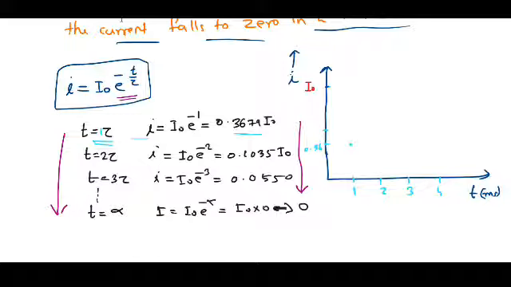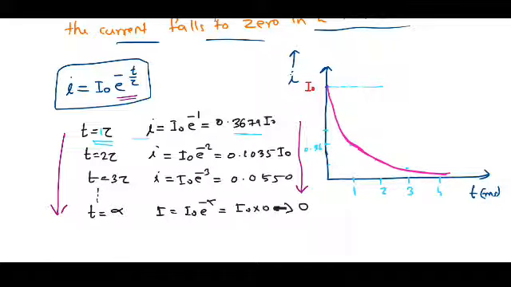Then when time t is equal to 2 tau, this is again 0.1, and next to it 0.05 at time t equal to 3 tau, like this. That is, this is the maximum value from where the graph decreases. The graph will be approximately like this, a smooth one. This is the decaying of the current in an LR circuit.